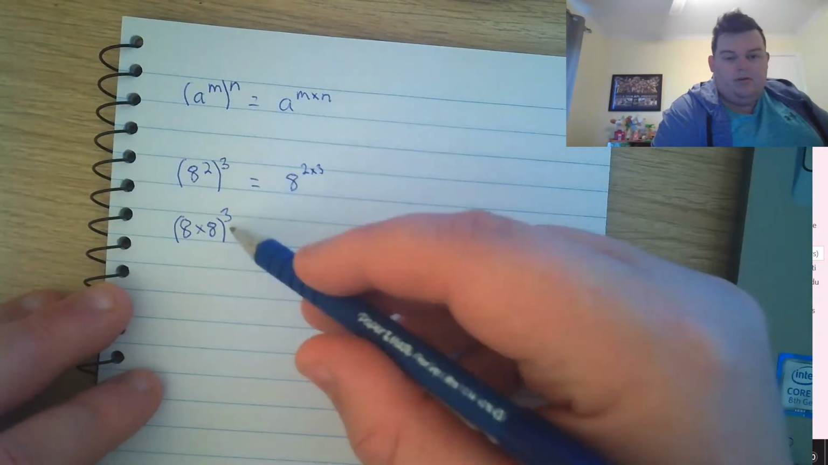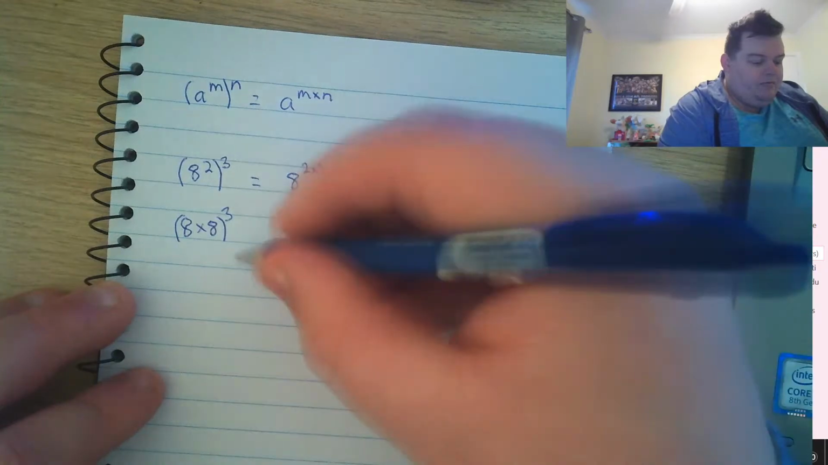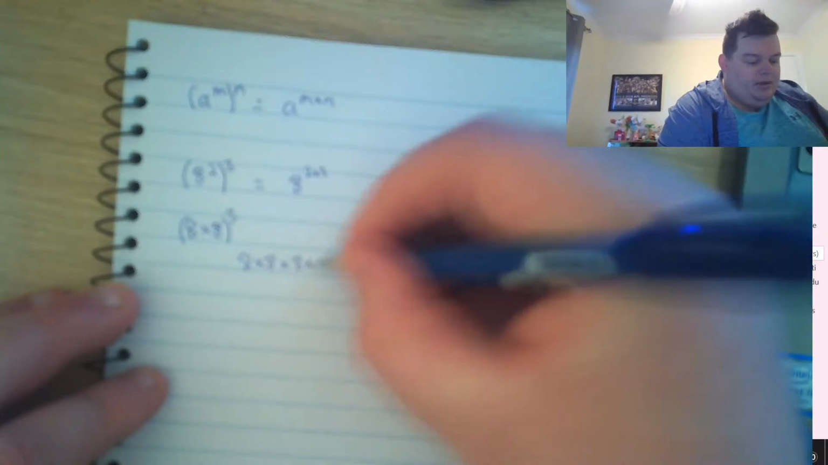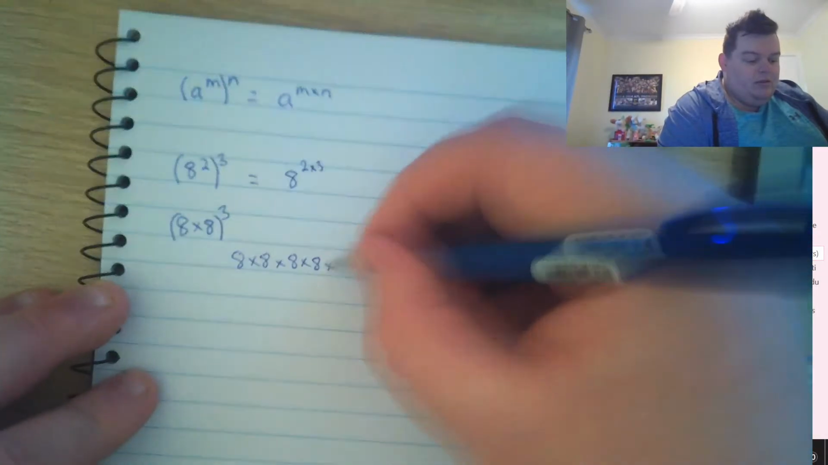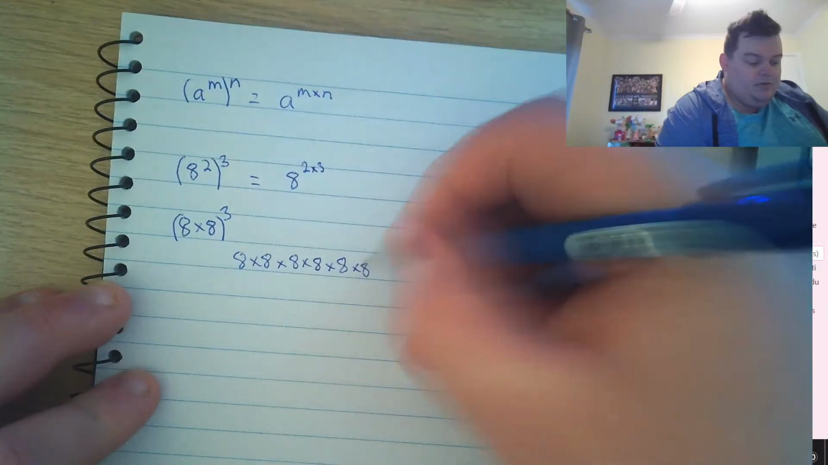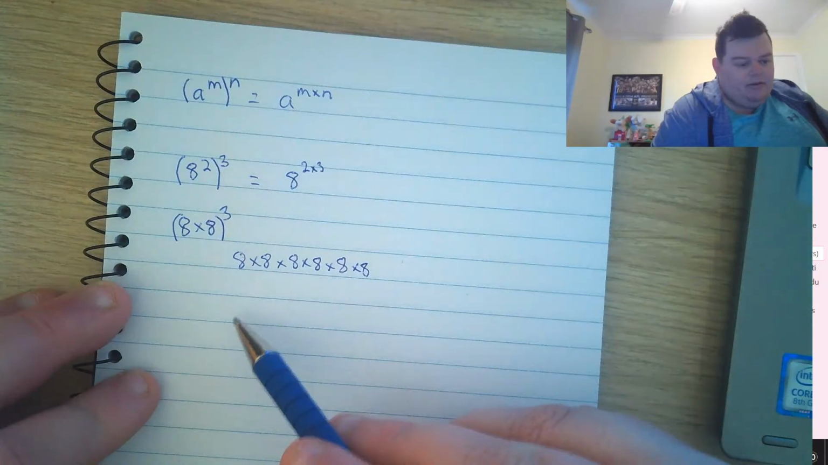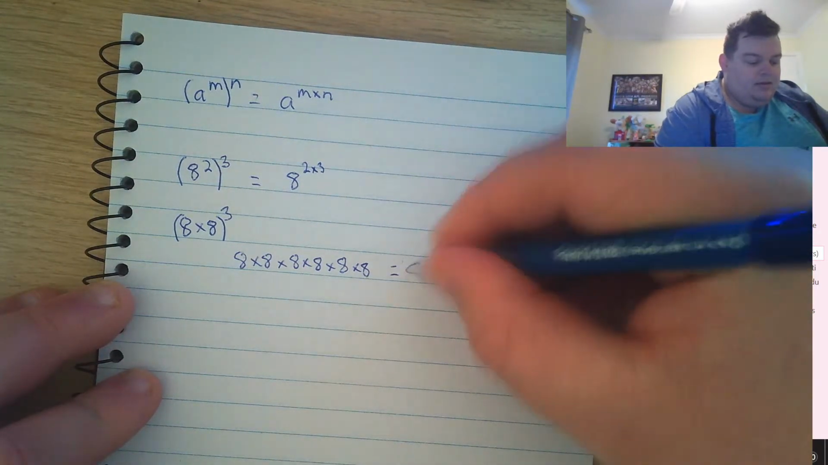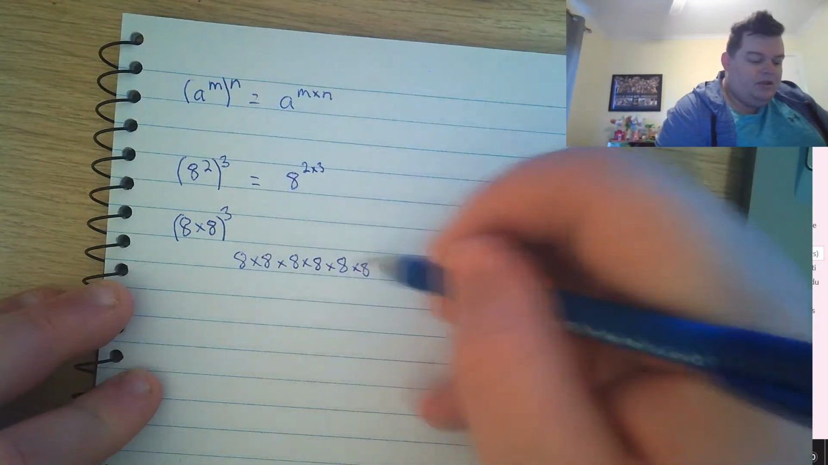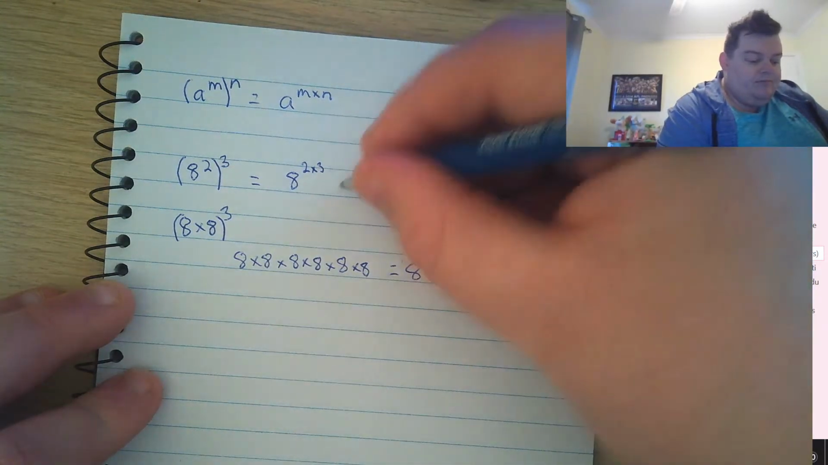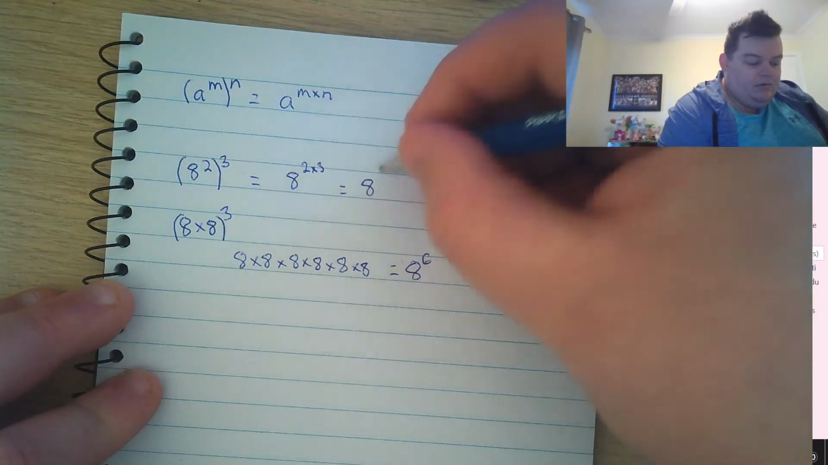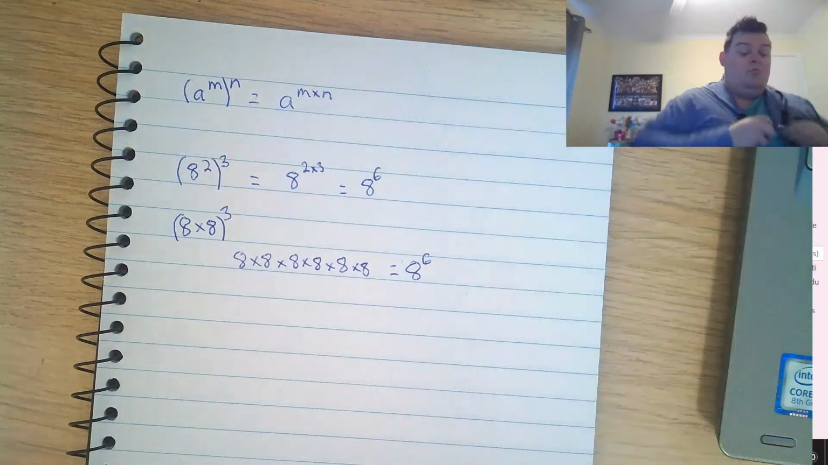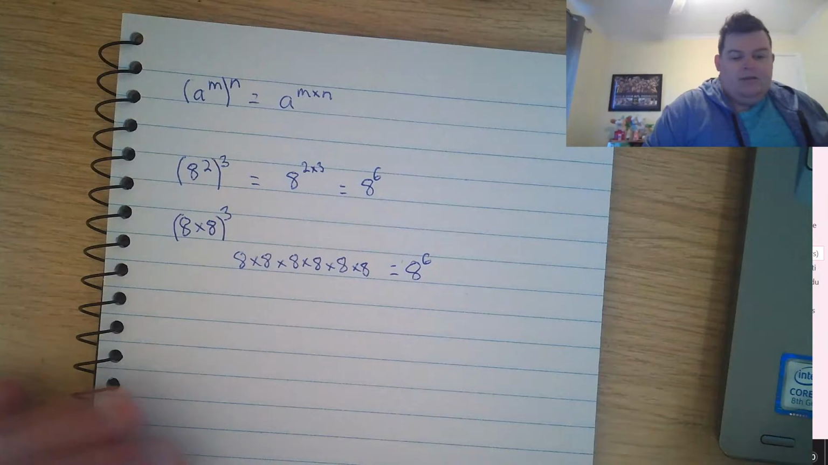Then, if I were to write out this to the power of 3 the long way, I would write 8 times 8, that's 1, times 8 times 8, which is 2, times 8 times 8, which is 3. 3 sets of 8 times 8. And if you count all of them up, you're going to get 8 to the power of 1, 2, 3, 4, 5, 6. If you do it this way, you get 8 to the power of 2 times 3, which is also 8 to the power of 6. That's just an example as to why that works and where that rule comes from.